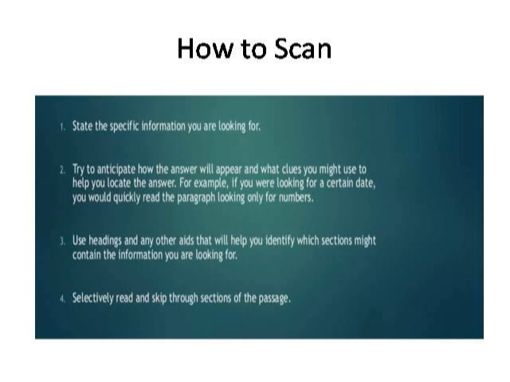How to scan. State the specific information you are looking for. Try to anticipate how the answer will appear and what clues you might use to help you locate the answer. For example, if you were looking for a certain date, you would quickly read the paragraph looking only for numbers. Use headings and any other aids that will help you identify which sections might contain the information you are looking for. Selectively read and skip through sections of the passage.